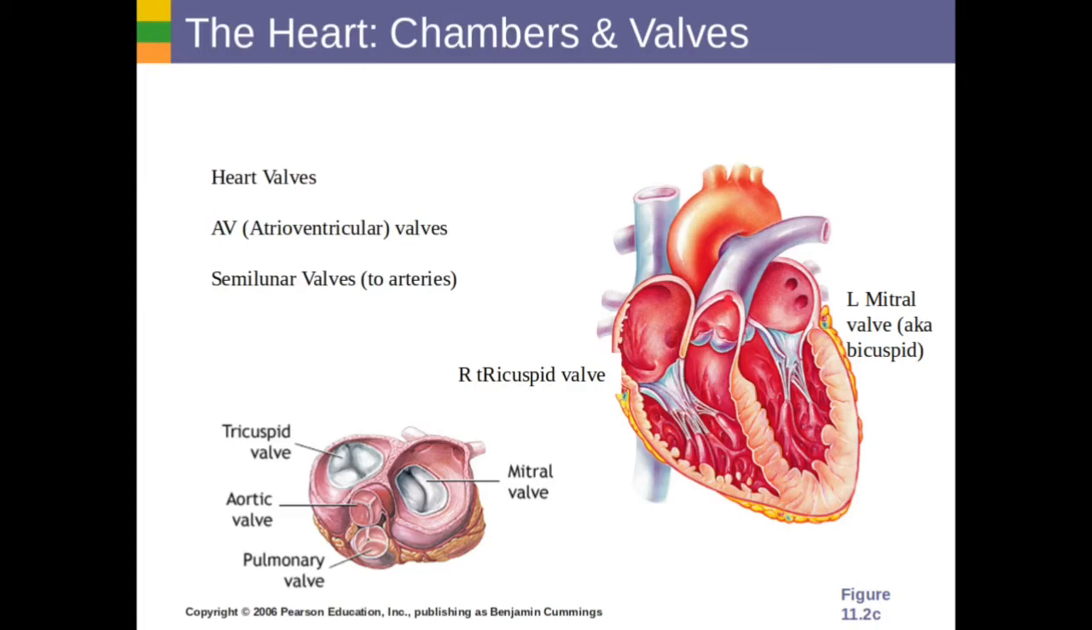The semilunar valves are just named for the arteries that they're going to. So this one right here is called the pulmonary valve because this artery is going to take the blood to the lungs, which is your pulmonary system. And then this valve, you can barely see it on this side. It's called the aortic valve because it's separating the ventricle from the aorta, this great big fat bright red blood vessel.